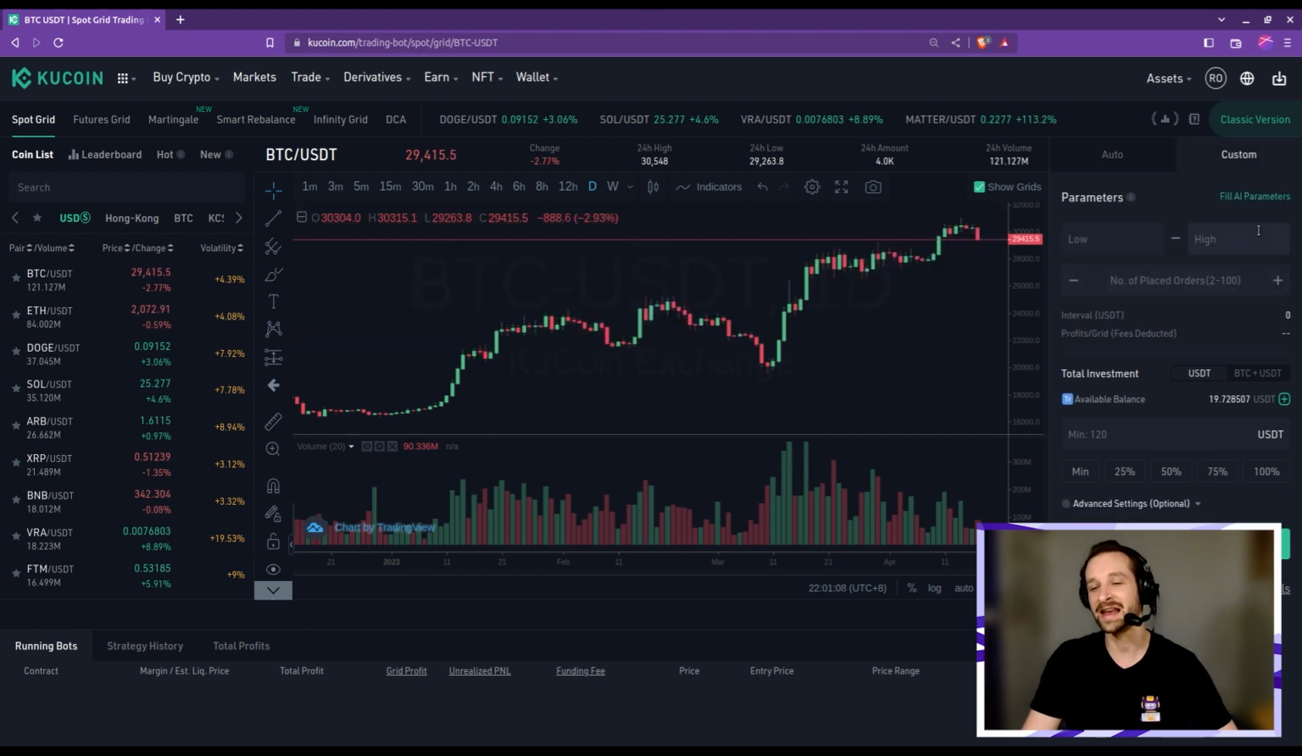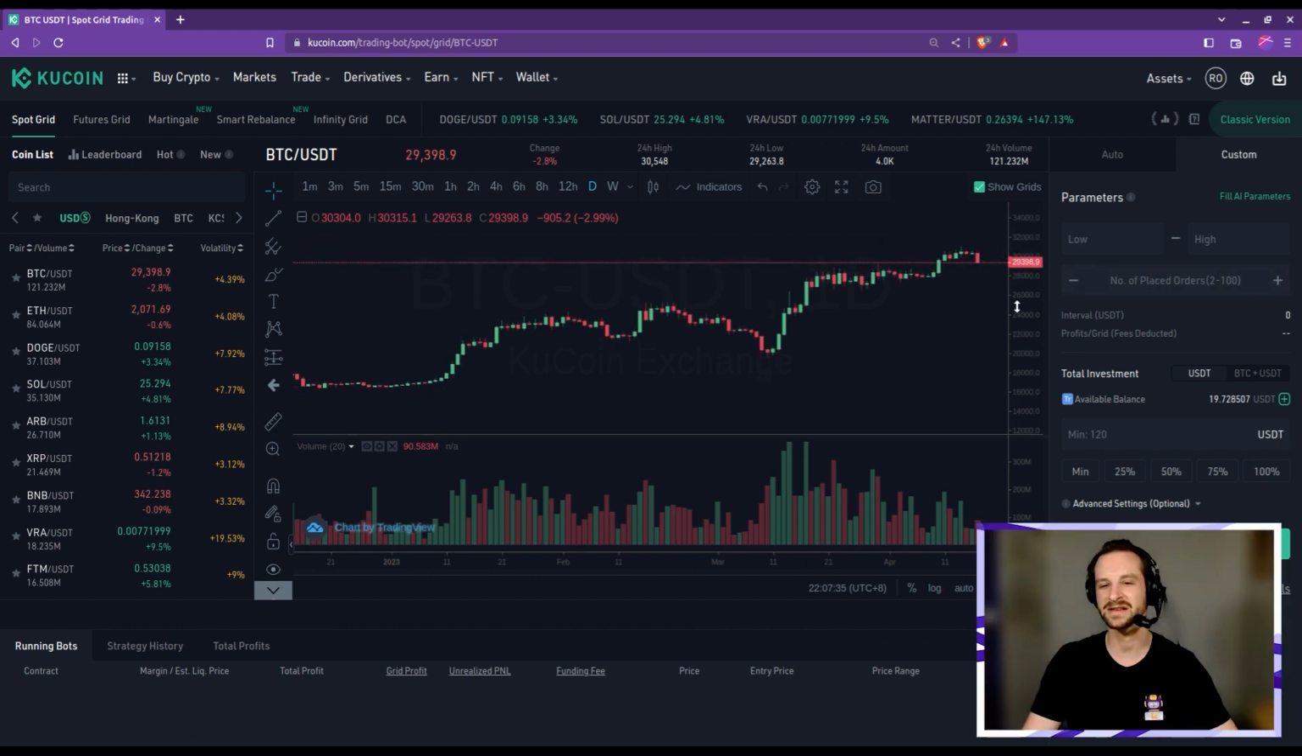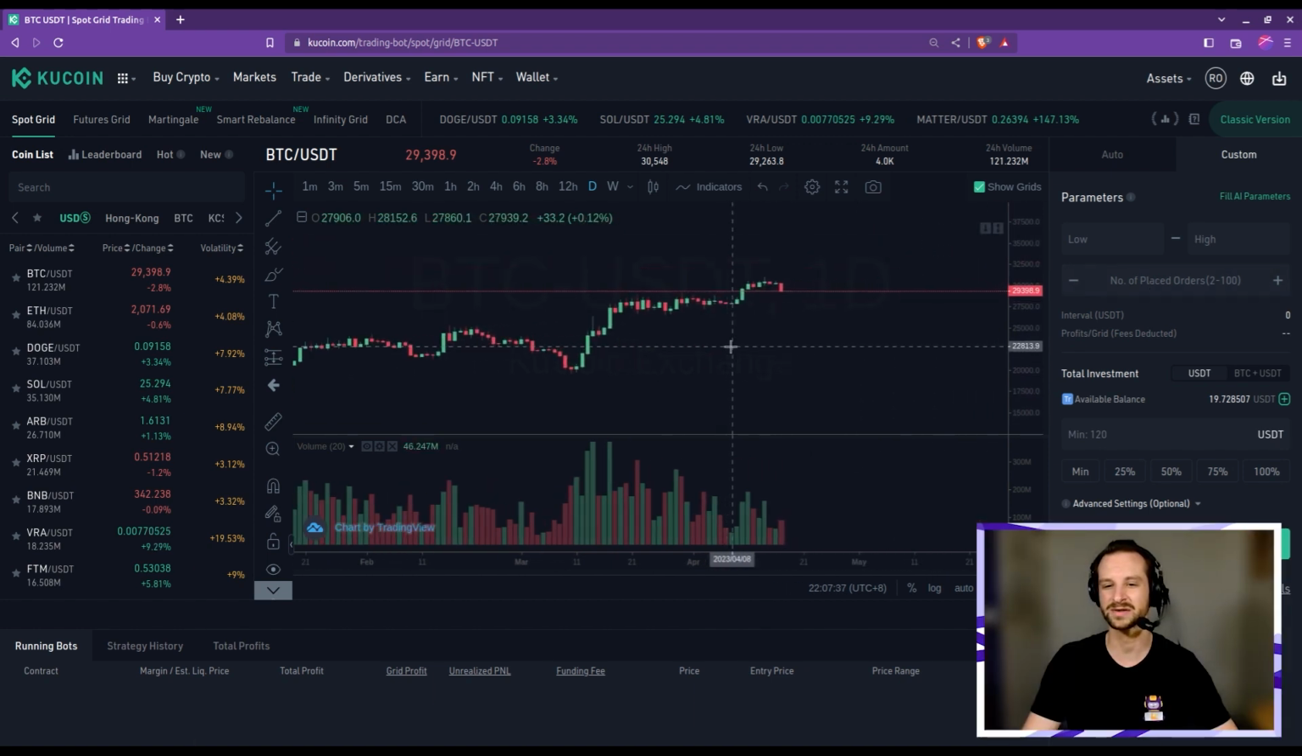And you can see that then you have the second thing that you'll have to provide the bot, which is the bounds of the grid. So the lower bound and the higher bound. And my second tip is going to be about this choice. Lastly, what you'll have to provide is the grid spacing. Here in KuCoin, it corresponds to the number of orders per grid. So let's actually take an example so we see how things work out. Let me center a bit more this chart of Bitcoin/USDT.